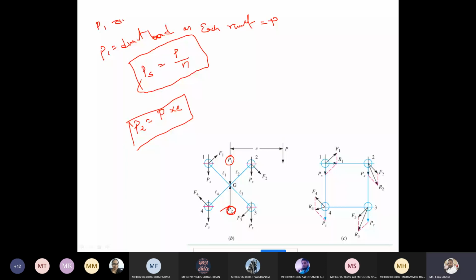Due to this P into E, what is happening here? This P into E is a bending moment you are applying, so there is a turning moment in the system. The turning moment is generated in the same manner as the applied load. The load is applied eccentrically here in a clockwise direction, so the secondary shear is going to generate on each rivet in the same direction as this eccentric load, that is, clockwise.